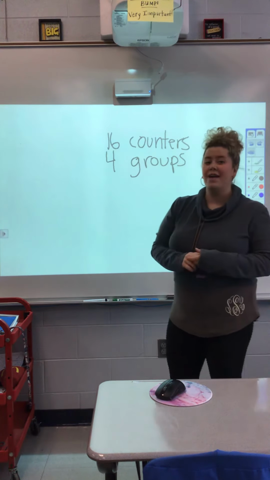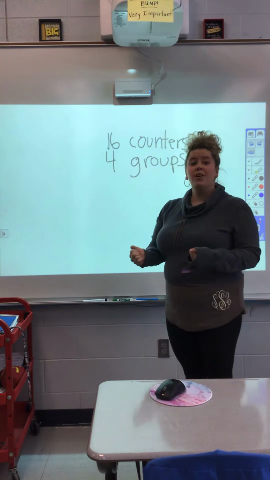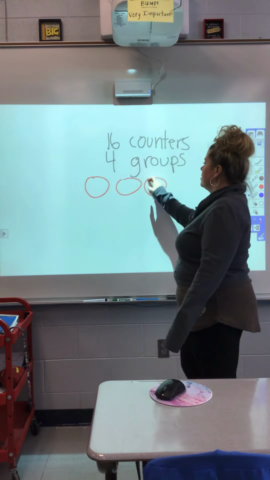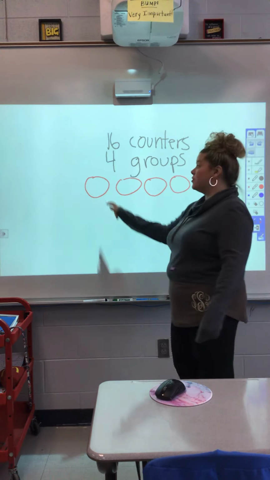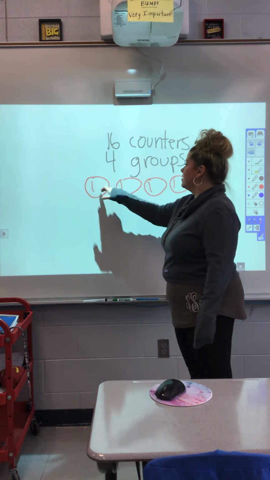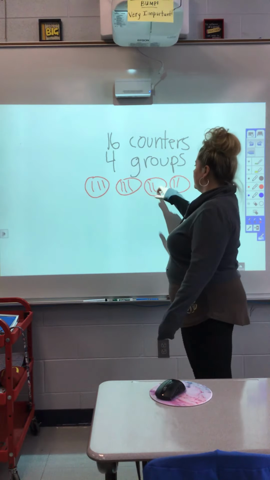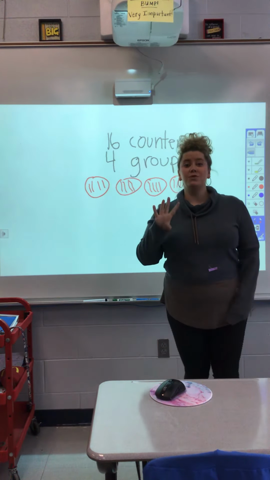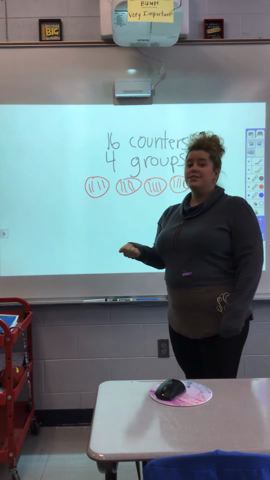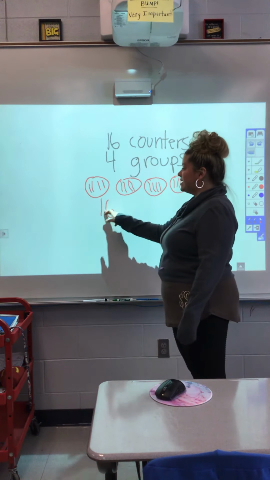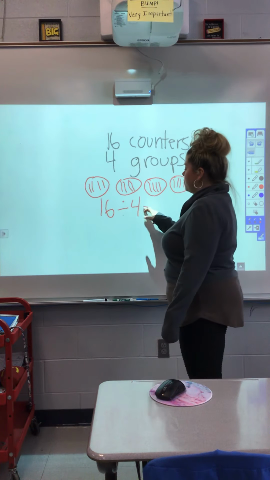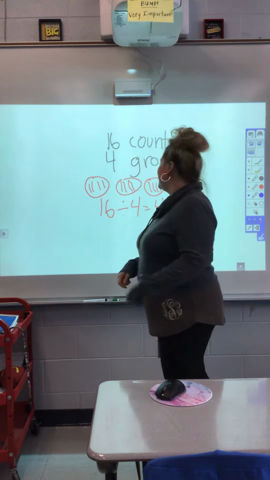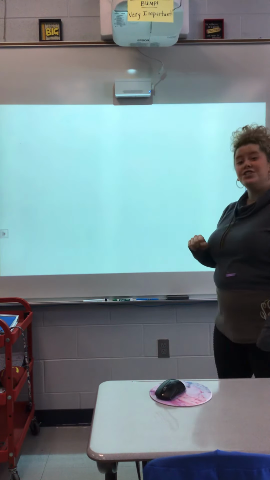All right, welcome back. So hopefully your model looks something like this, 4 groups. And then you equal shared until you got to 16. 9, 10, 11, 12, 13, 14, 15, 16. And that left you with 4 in each group. And your division sentence should have read 16 divided by 4 equals 4. Did you get that one? Good. All right, let's try another one of those.